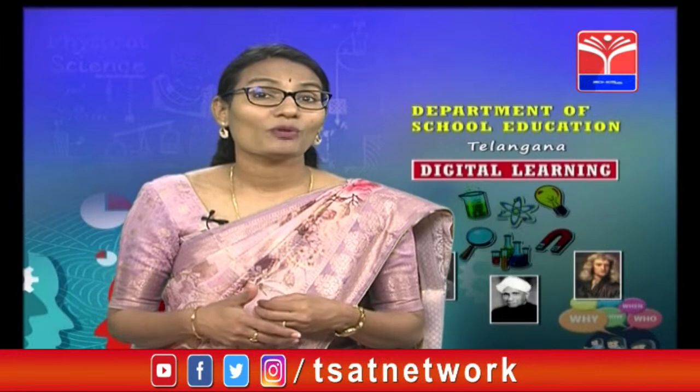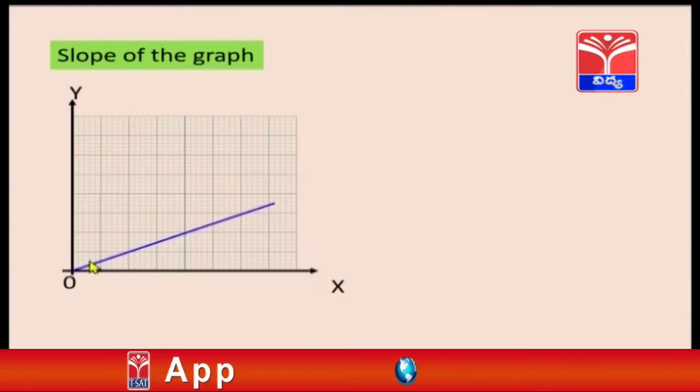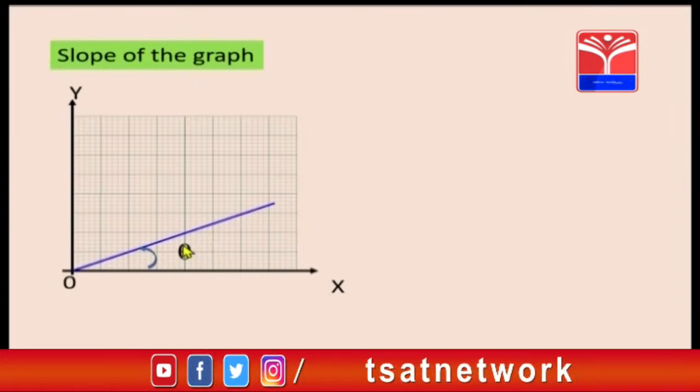What is the meaning of this third line, children? So here I said slope of the line. What is meant by this slope of the line? Take a look. Observe here, children. It is a straight line which we got in the graph. It makes a certain angle with respect to the x-axis. This angle makes us know about the slope of the line.